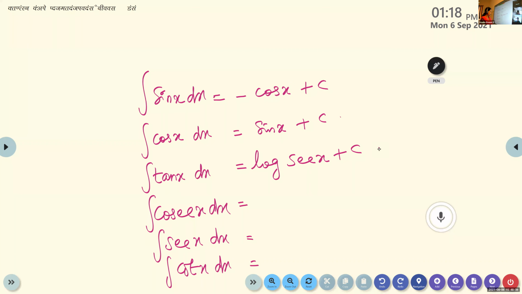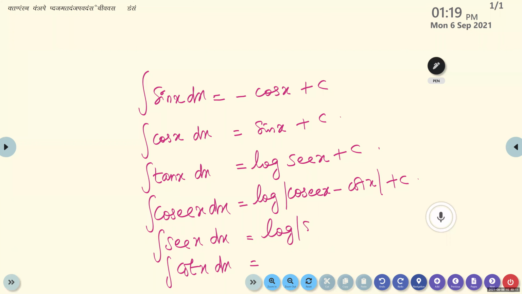Rijas. Log of cosec x minus cot x plus c. Then Gayatri, integral of sec x dx. Log of sec x plus tan x plus c.